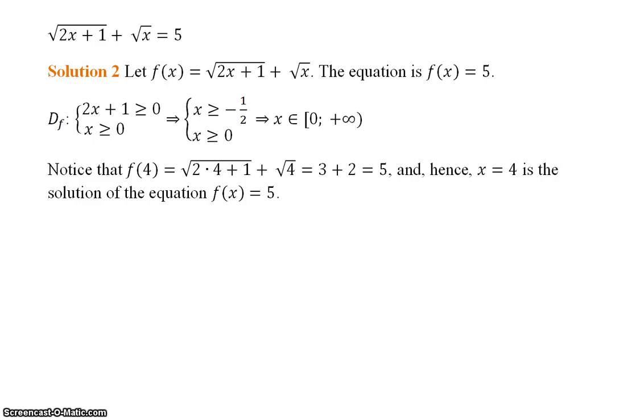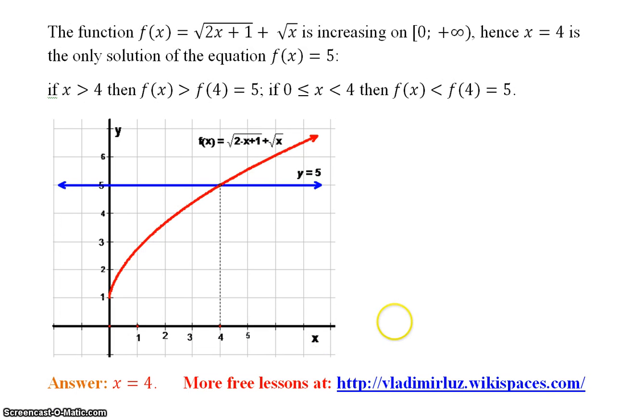The question is why you do not have the other roots. Or maybe you have them. Who knows? In order to answer this question, look at your function. You can notice that the function is an increasing function. It increases with x on its domain. The greater the x, the greater the 2x plus 1, the greater the square root of it, and square root of x is also increasing on the interval from 0 through positive infinity. And the sum of two increasing functions is an increasing function.